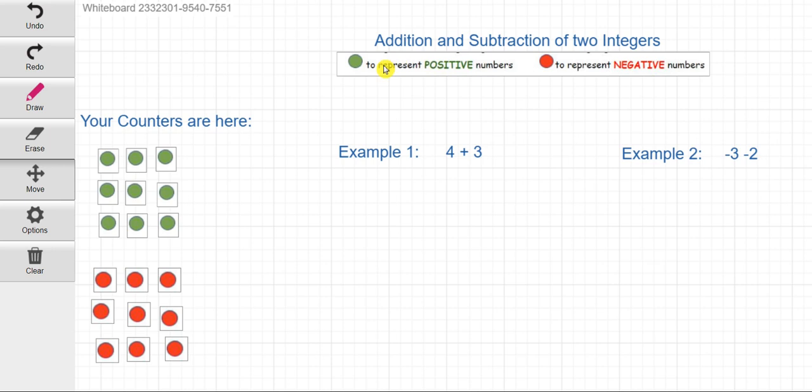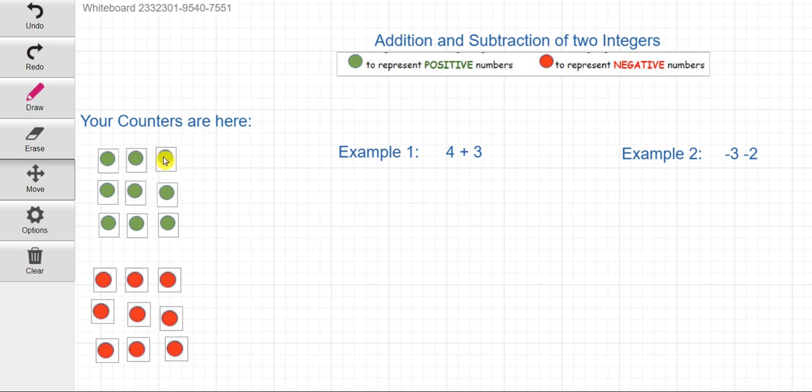Now, as you see here, the key says that one of these circles that is green represents positive numbers. So anytime you see a green circle, we are going to be representing positive numbers with it. When you see a red circle, it means that we're representing all negative numbers. All right, so positive is green, negative is red. Awesome. Now, let's look at these two examples here, beginning with example one.